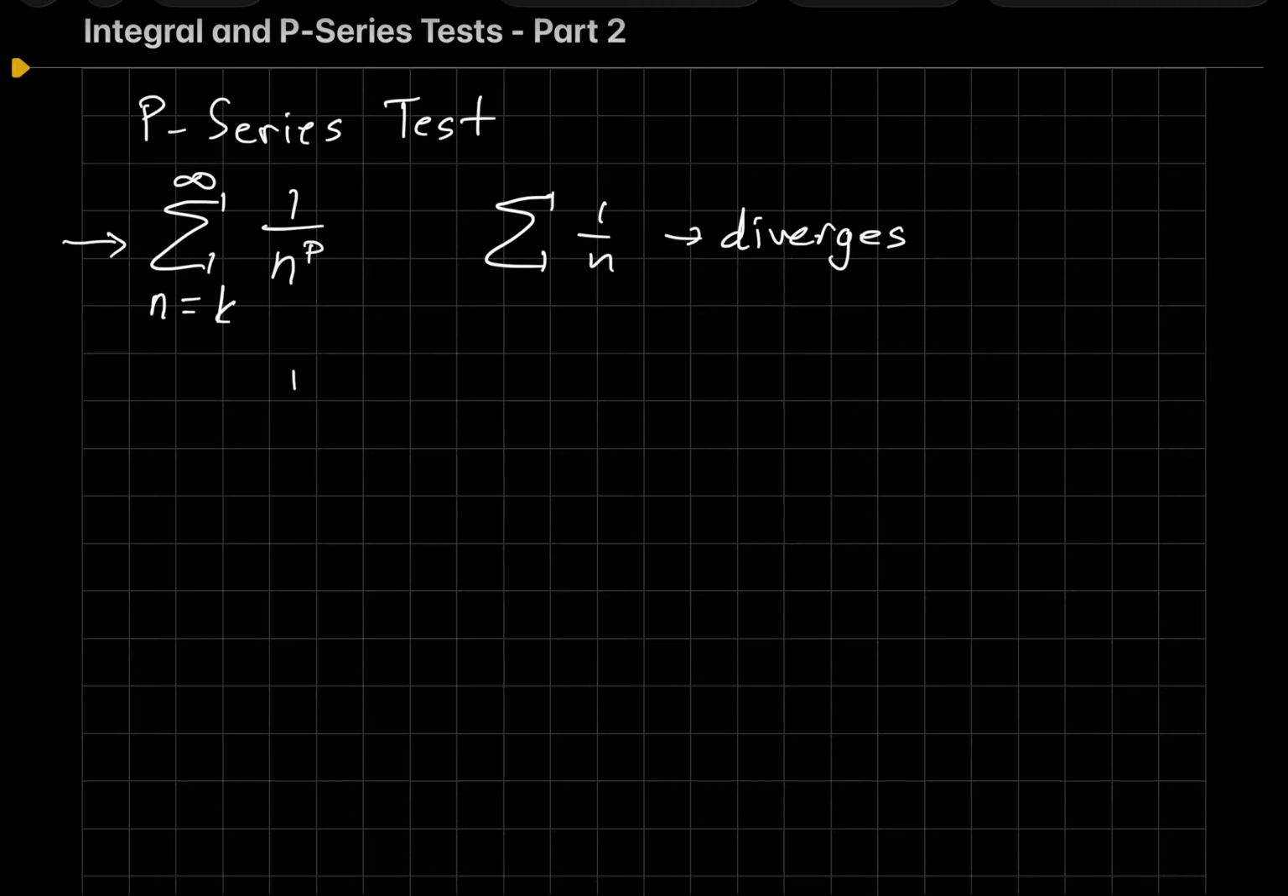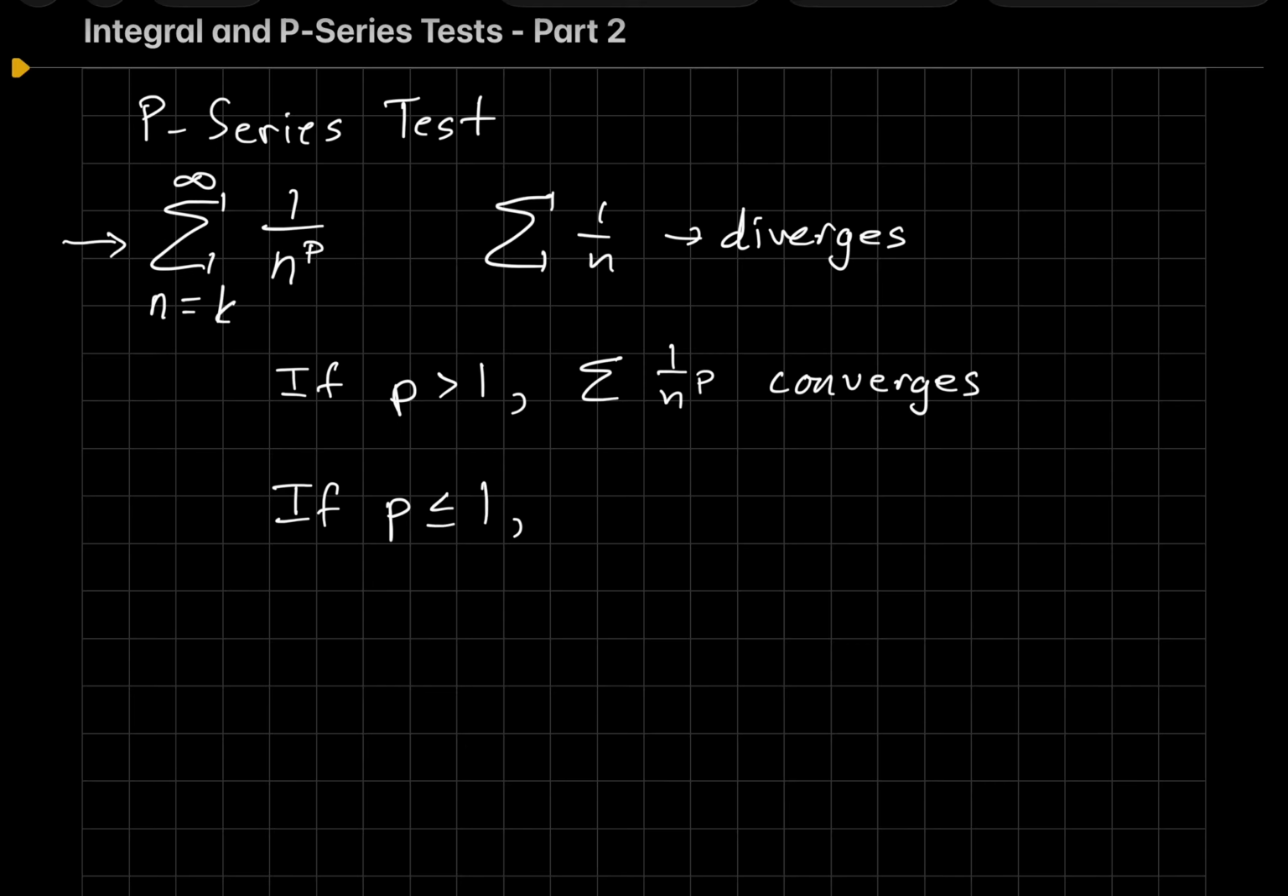We know that if p is greater than 1, then our series will converge. But if p is less than or equal to 1, then our series diverges. So why is this a true statement? Well, the proof is the integral test.